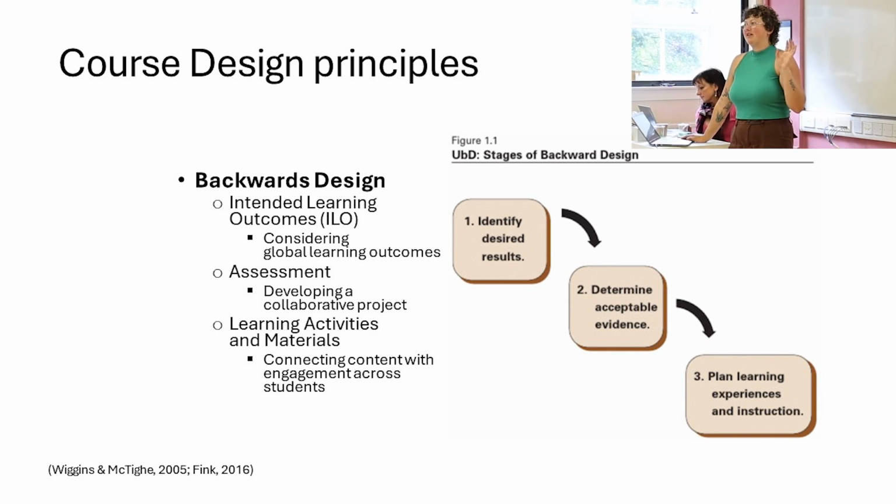So this next part is really going to talk about 3 steps along what we call the backwards design and course design process. We're going to first talk about writing intended learning outcomes, but specifically how you might consider adding a global learning outcome to your already designed set of learning outcomes in your course. We're going to talk about assessment, specifically designing some sort of collaborative group project in your COIL course, and then we're going to talk about designing learning materials and activities that can help guide students towards meeting their assessment needs.